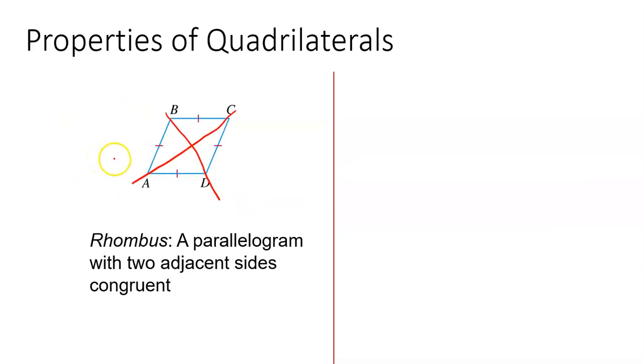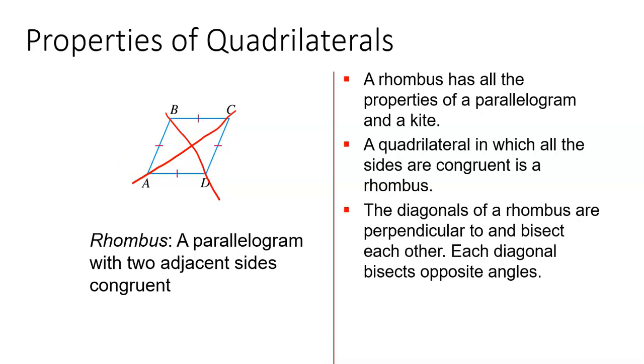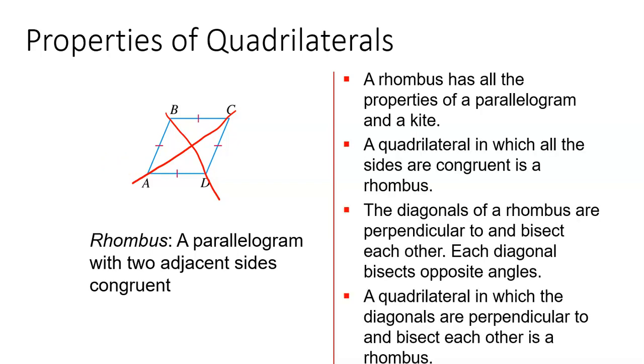On the other hand, in a rhombus, you do. Flip top and bottom, flip left and right, you get the same thing. So not only are opposite angles congruent, opposite sides are congruent, but the diagonals bisect both of the angles. Okay? If that's true, then you got yourself a rhombus.